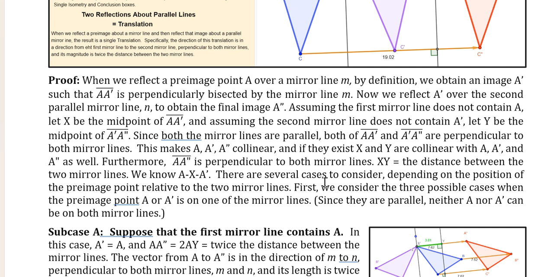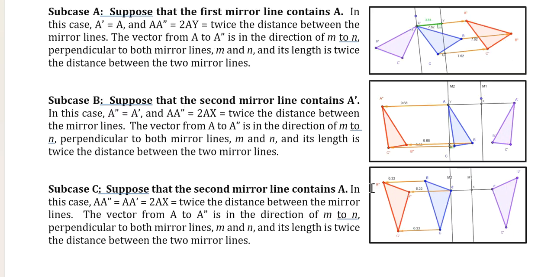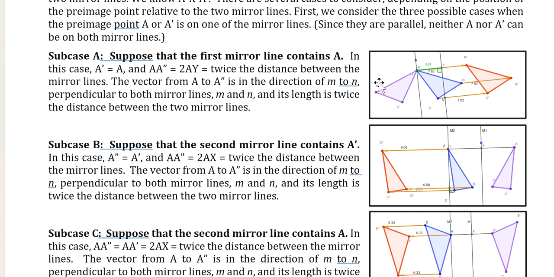Since both mirror lines are parallel, both the line segments A to A prime and A prime to A double prime are perpendicular to both mirror lines. That makes A, A prime, and A double prime collinear. And if they exist, X and Y are collinear with A prime and A double prime. Furthermore, the line segment from A to A double prime is perpendicular to both mirror lines. XY is the distance between the two mirror lines. We know that X is between A and A prime. And now we have to chase through the different conditions. Okay, there's several of them to work through.